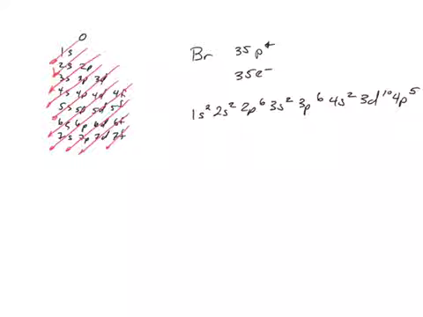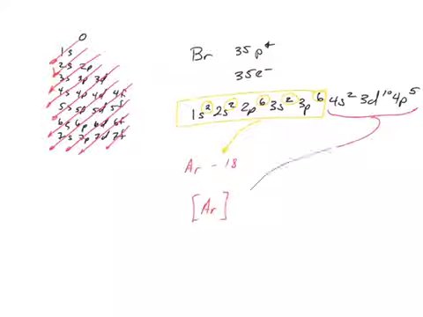Okay? Now, if I take a look at the noble gas prior to bromine, the noble gas prior to bromine is argon. Argon has 18 electrons. So what I can do is go 2, 4, 10, 12, 18. All of these electrons are the same as argon. So I can write argon in brackets and then fill with the rest of these guys. 4s2, 3d10, 4p5. That is a much shorter electron configuration.